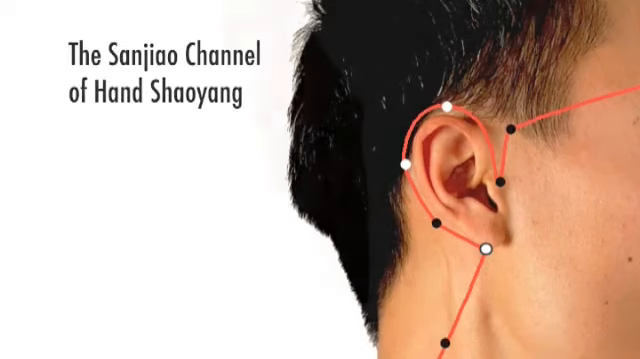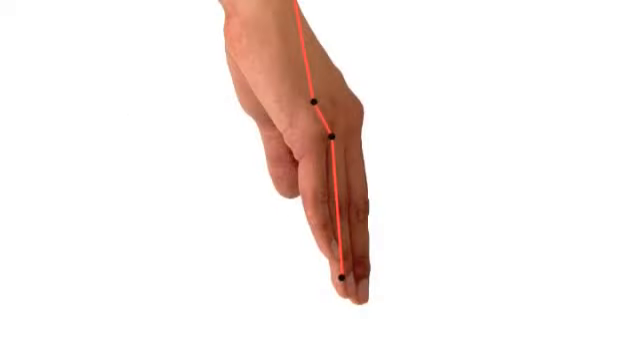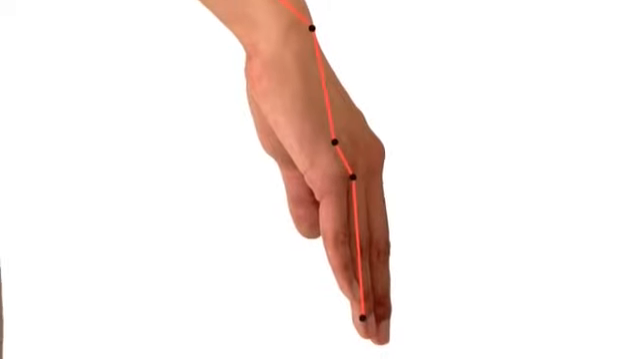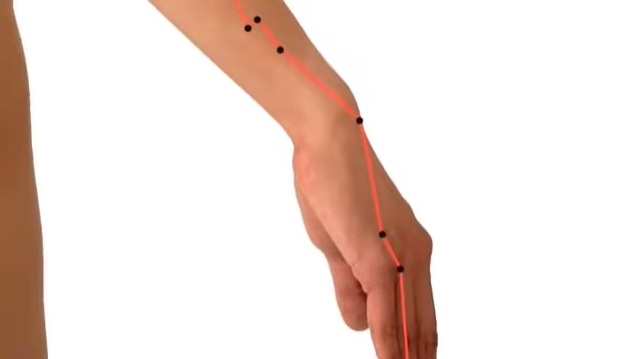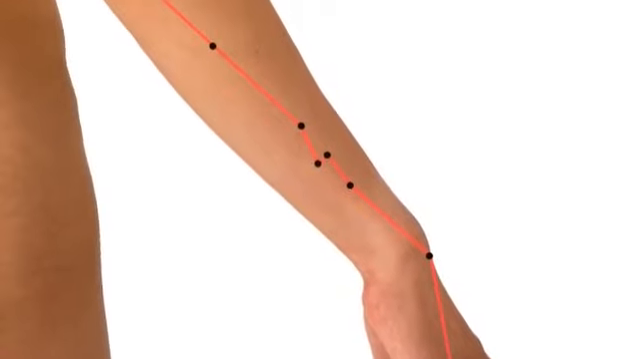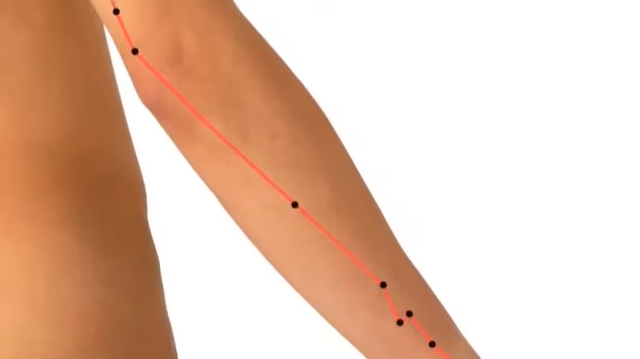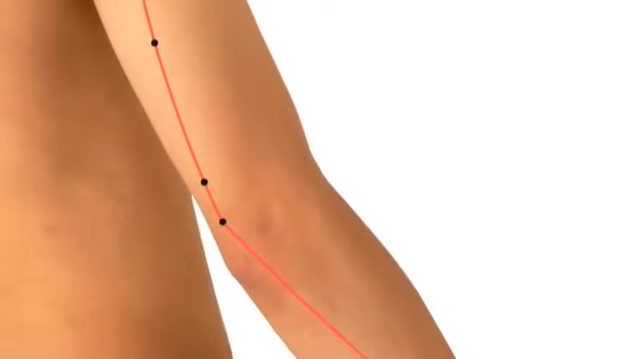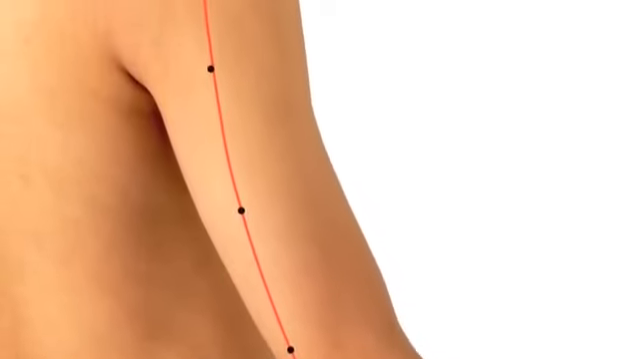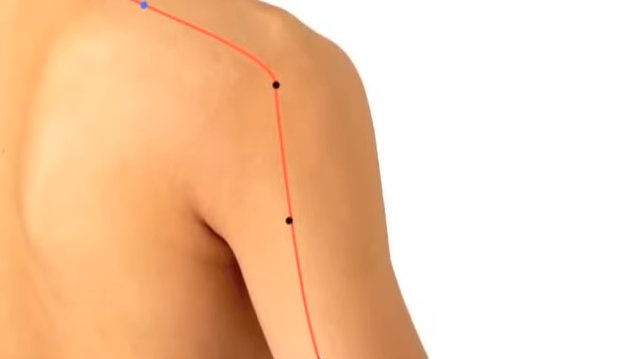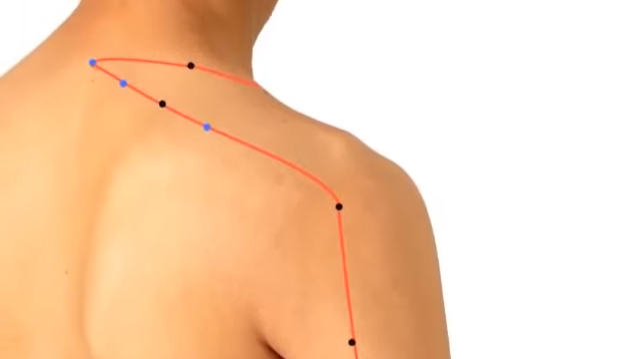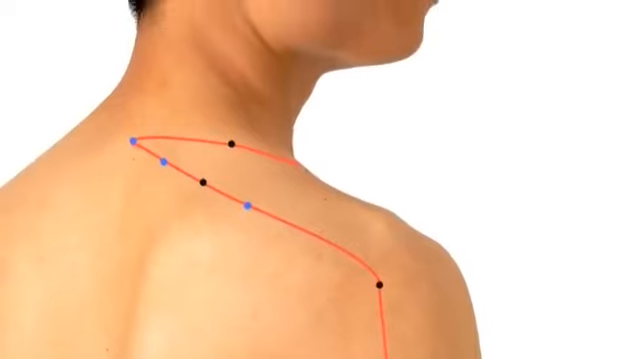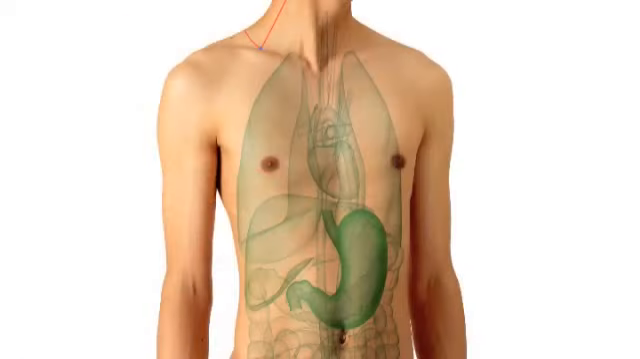The Sanjiao channel of hand Shao Yang originates on the ulnar nail point of the 4th finger. It traverses the dorsum of the hand and travels up the forearm in between the ulna and the radius. It then passes superior to the olecranon process and ascends the posterior aspect of the upper arm. The channel travels across the superior aspect of the shoulder to pass through Du 14 and moves anteriorly to descend through the supraclavicular fossa to connect with the pericardium and the 3 jiaos.